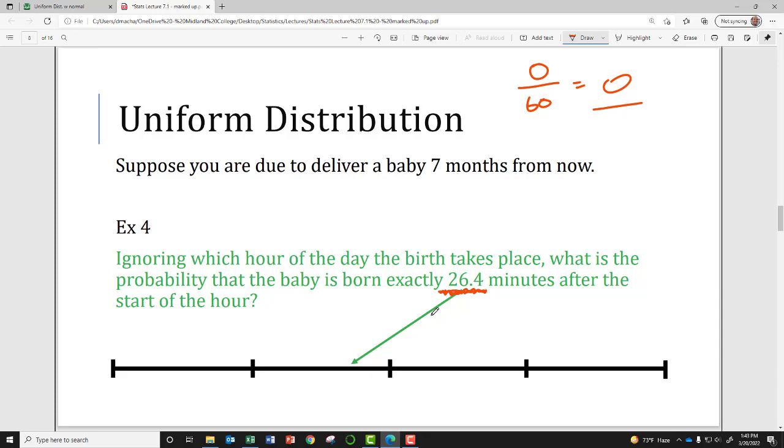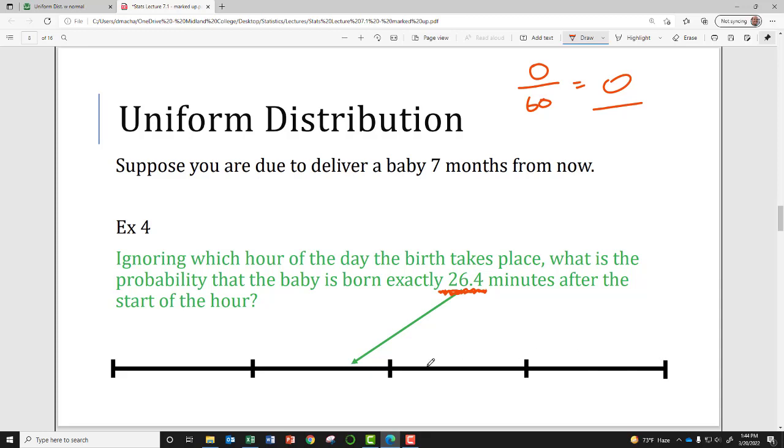the baby could be born at 26.4 minutes after the start of the hour, or the baby could be born at 26.41 minutes after the start of the hour, or even 26.40000001 minutes after the start of the hour, or 26 plus 1 Planck time after 26.4 minutes after the start of the hour, the smallest unit of time imaginable, right? You can always subdivide further with a continuous random variable, and so there you have it. That's sort of why.